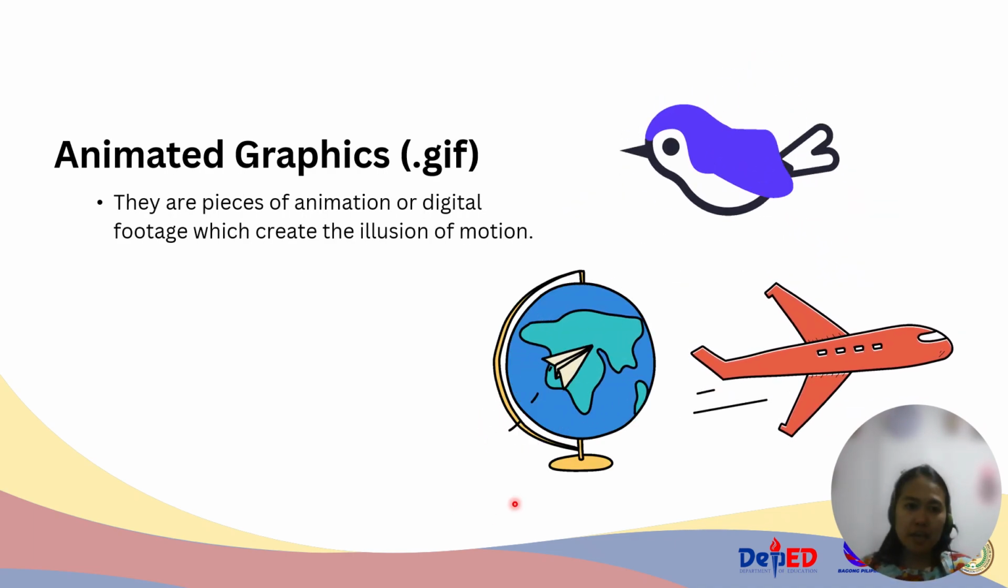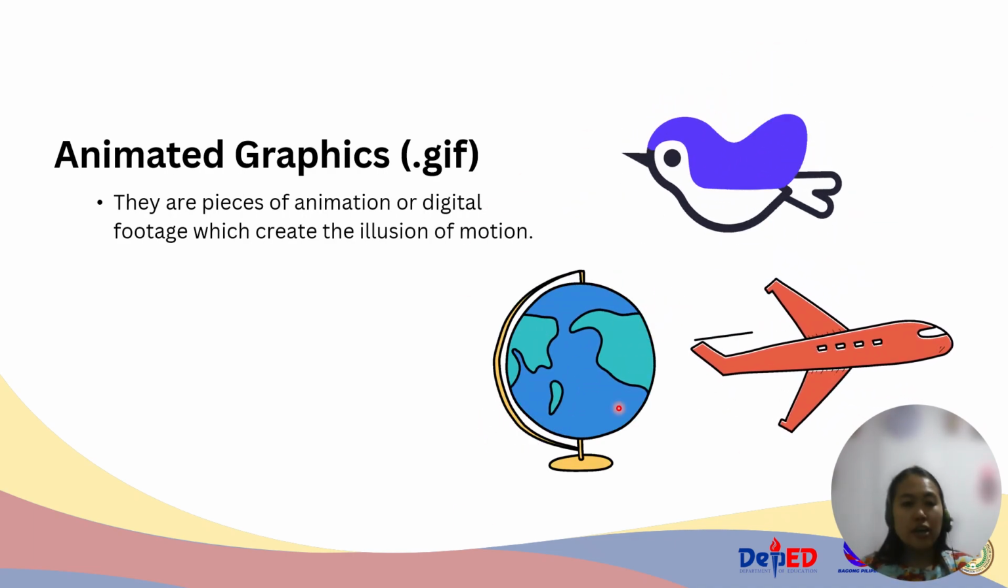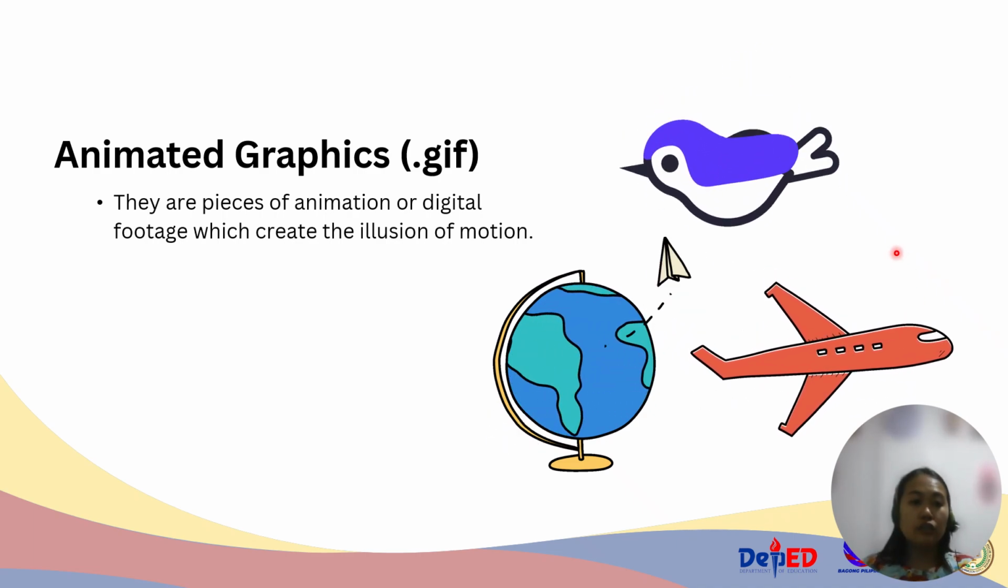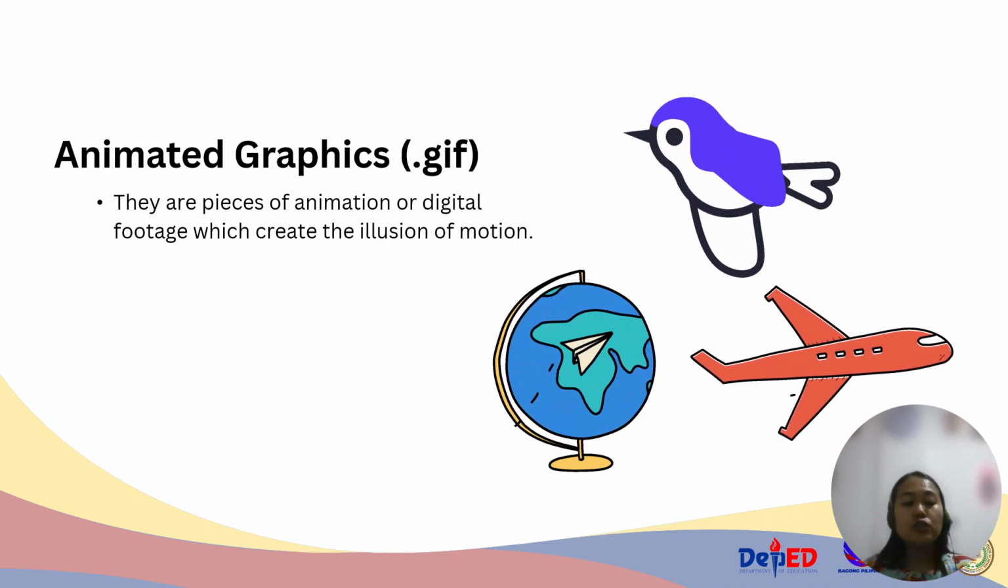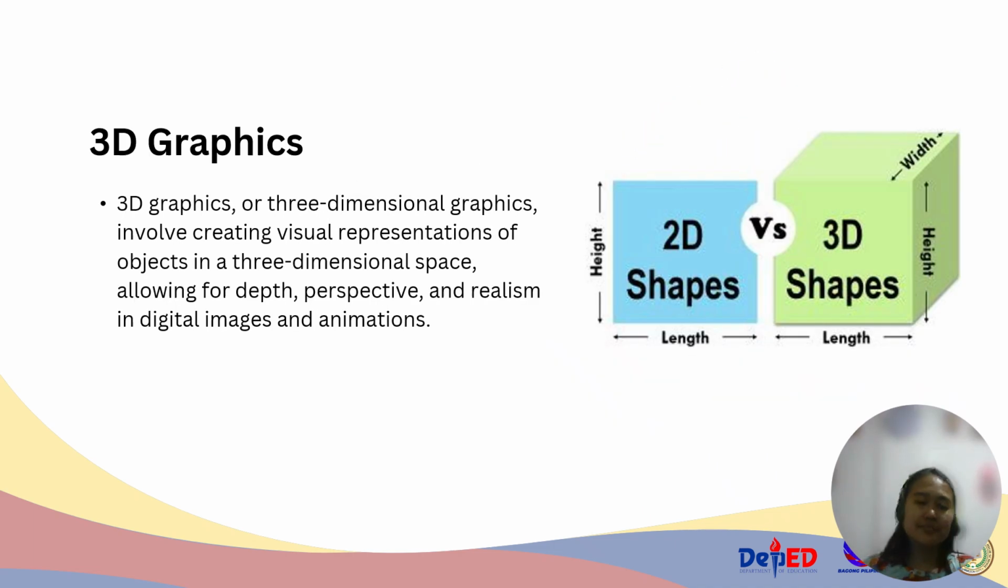And we have the animated graphics. As you can see, they are moving, okay? But these are not videos. It just gives you the illusion of motion. And lastly, we have the 3D graphics. The difference is that 2D shapes just have height and length, but 3D has width. So it gives you depth and makes our drawings, images, or animations more realistic.